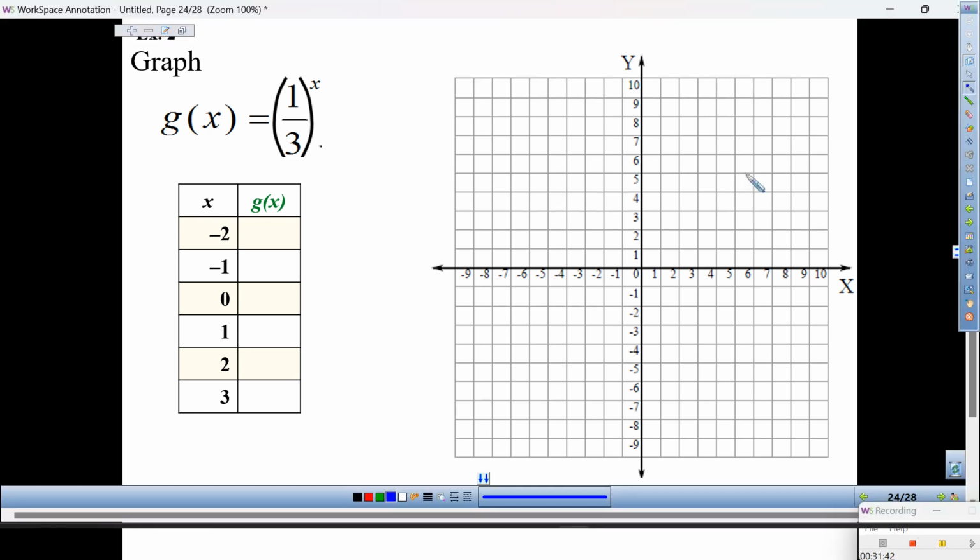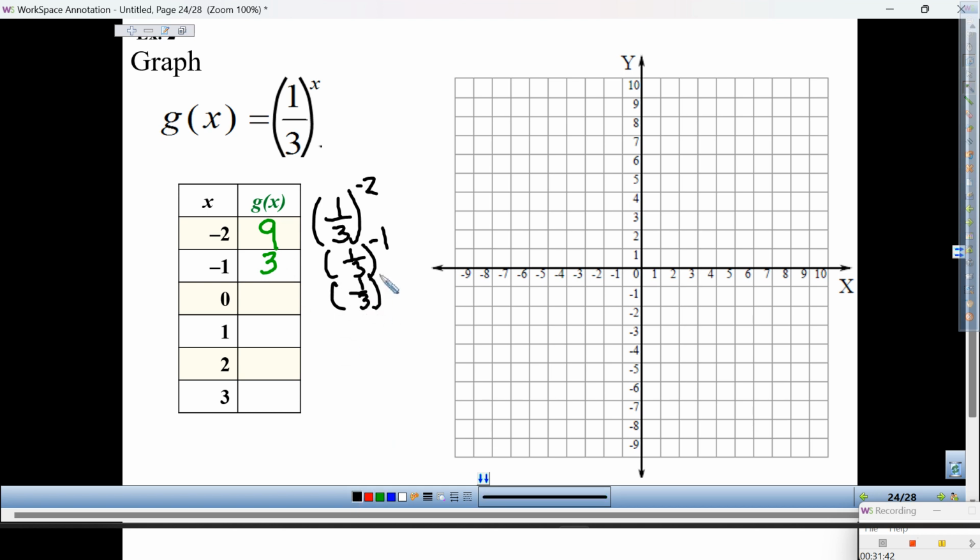I'm going to write 1/3, parentheses. But now instead of x, I'm going to substitute my first value, which is negative 2. Tell your neighbor what that becomes. What'd you get, Julian? Hands, have you got that? That is correct. Let's do it again. 1/3 to the negative 1 power. What'd you get, Anaya? That is correct.